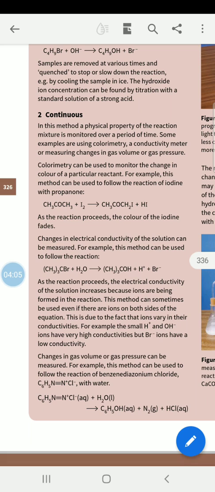So if you have a method to measure the conductivity, then you can use that. You can find out how the conductivity increases. So that is a continuous method.